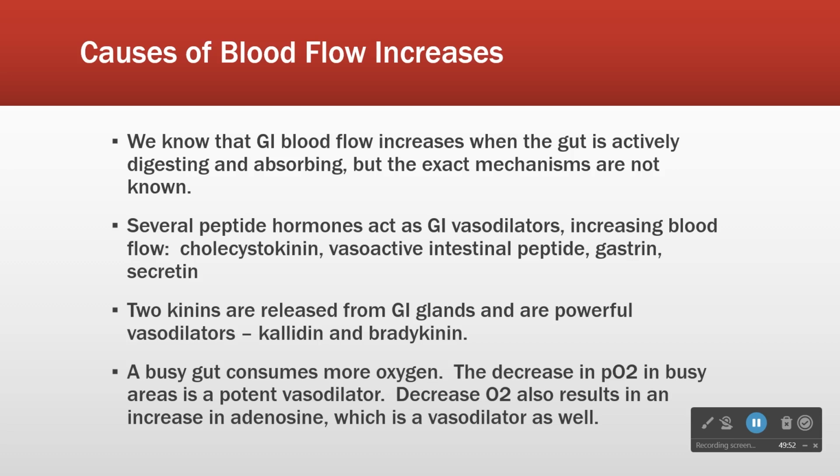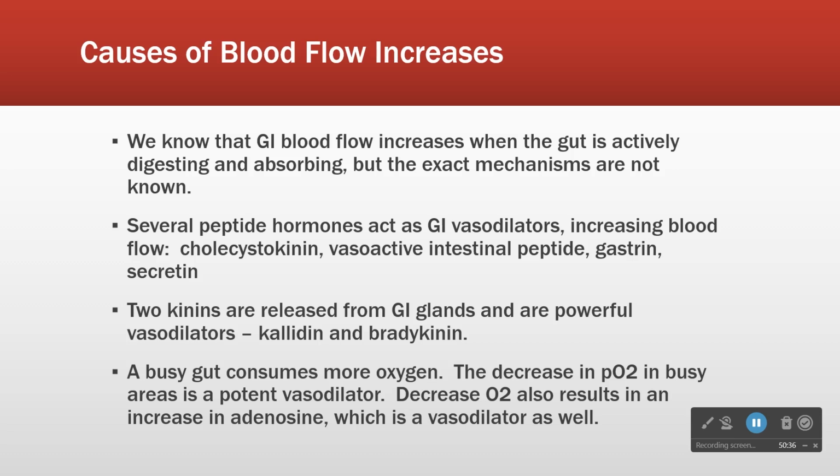Now we know that a busy gut consumes more oxygen than a resting gut does, not surprisingly, right? The work of absorption and digestion isn't passive, it's ATP requiring. So we also get the oxygen demand theory happening, where a decrease in PO2 from a busy area of the gut is going to be a vasodilator all by itself, right? Because we know that, like any other capillary bed in the systemic system. So when we have a low PO2, we're going to have vasodilation, okay?